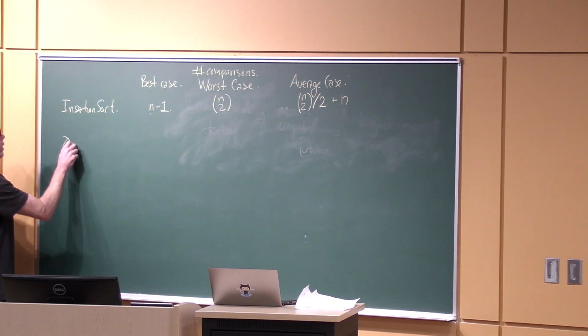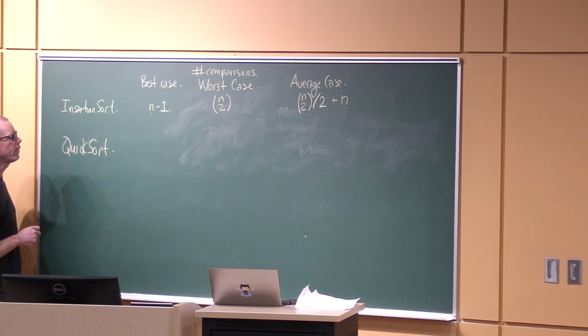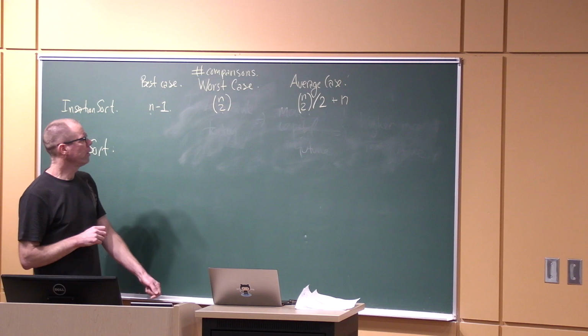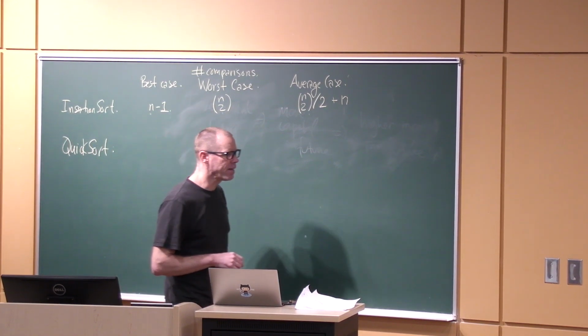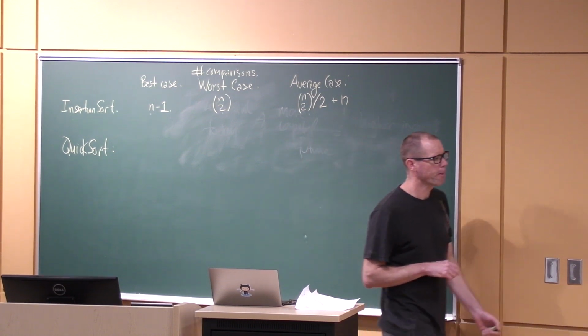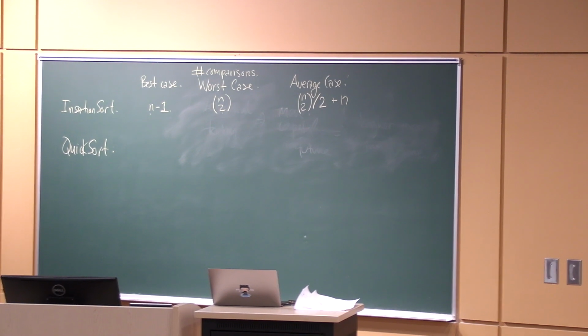So we can ask the same kinds of questions about quicksort. Let's start here with quicksort. What's the worst thing that can happen with quicksort? So let's, I don't know, take some input array.